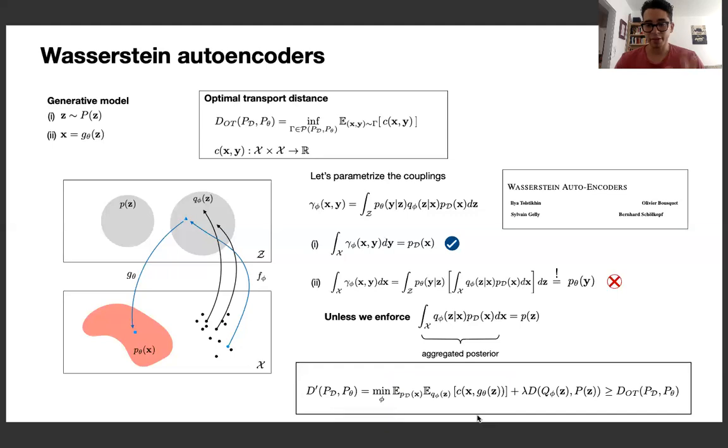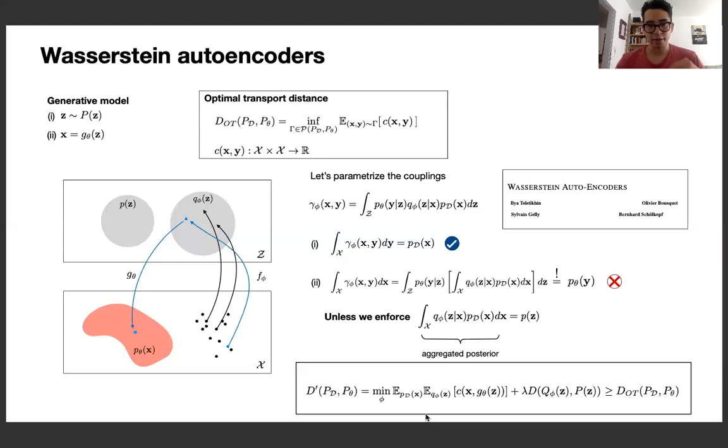An interesting comment is that this distance that we are defining is not precisely equal to the optimal transport distance, but it is going to be an upper bound, simply by the fact that instead of finding the infimum over all of the possible couplings, we are only finding the minimum under all of the parametrized couplings that we are introducing.